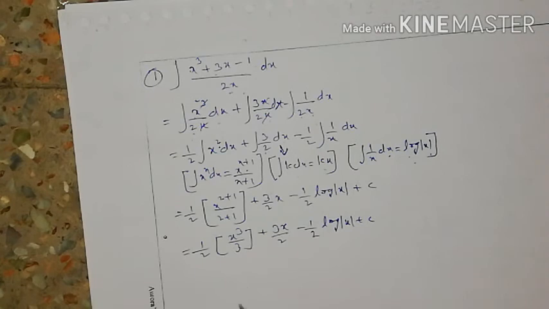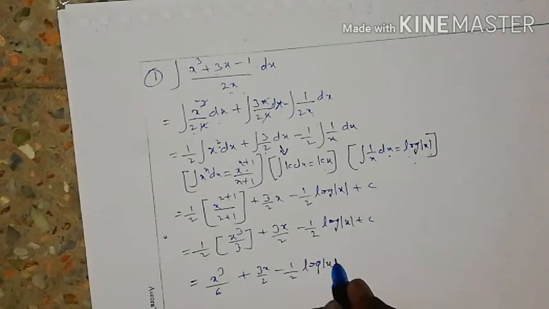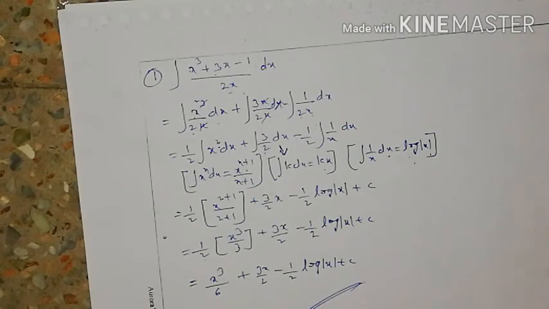Finish. Otherwise here you can multiply the denominators. This 1 by 2 is only for x cube by 3, so you multiply these two only. So 1 into x cube by 2 threes are 6, plus 3x by 2, minus 1 by 2 log mod x plus c. Finish. This is one more problem.